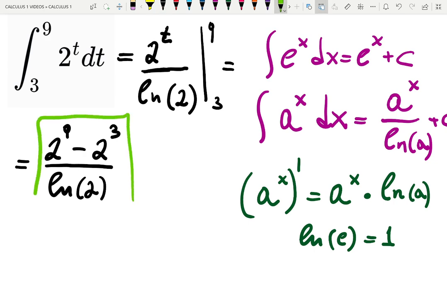Remember, you cannot collect 2 to the 9 minus 2 to the 3 because of how exponential functions work. So that is a good answer to give. Maybe you can factor out 2 to the cube if you want, but that's not a very necessary step.